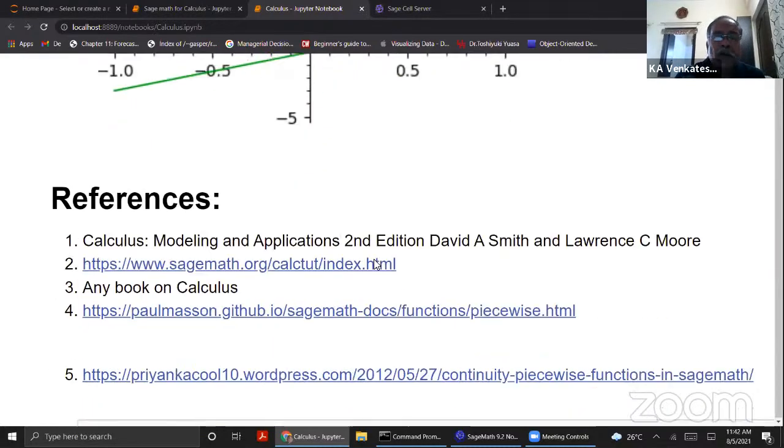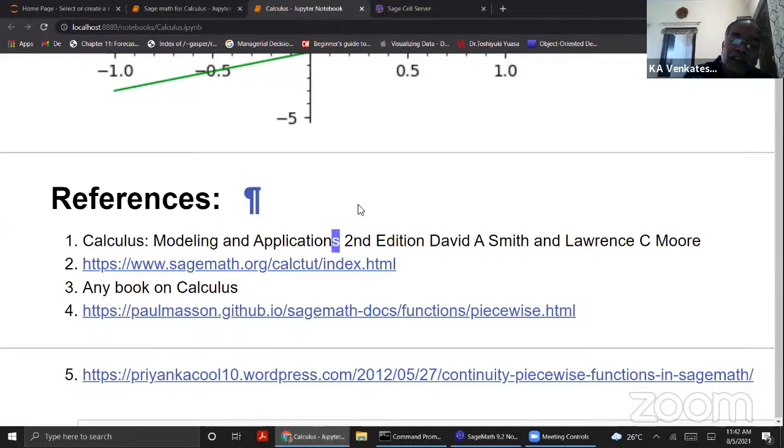So this is the place I'll stop here. I'll say what are the things you have to refer to. This book has a lot of problems. This book is available chapter wise. This book is useful for learning calculus with Mathematica, Maple, or anything. So: Calculus, Modeling and Application, second edition, David A. Smith and Lawrence C. Moore. This is a nice book.